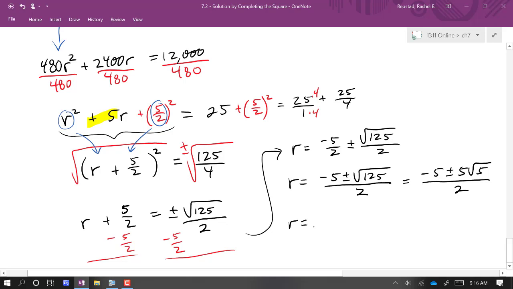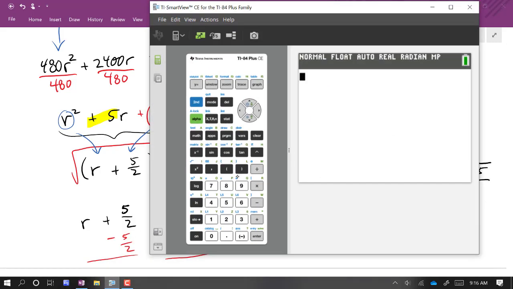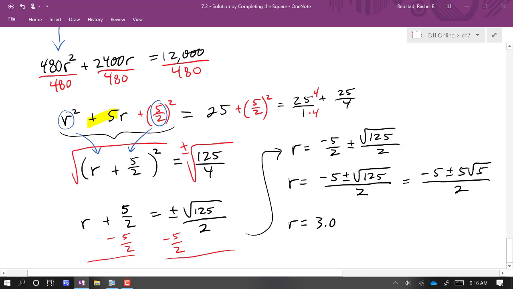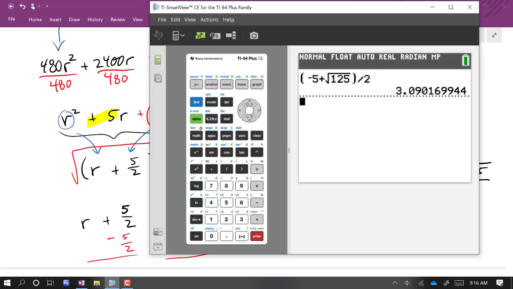But now we're going to get our two solutions. One solution we get by taking minus 5 plus the square root of 125 and then dividing by 2. I'm going to make sure that's all in the numerator: minus 5 plus square root 125, divided by 2. We get 3.09. And the other solution is minus 5 minus the square root of 125 over 2, and that's minus 8.09.